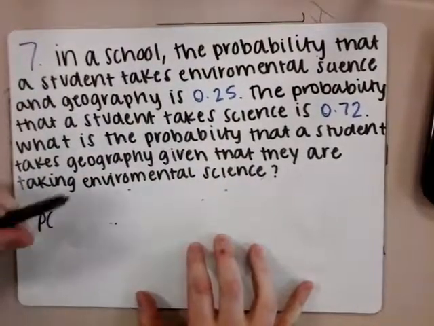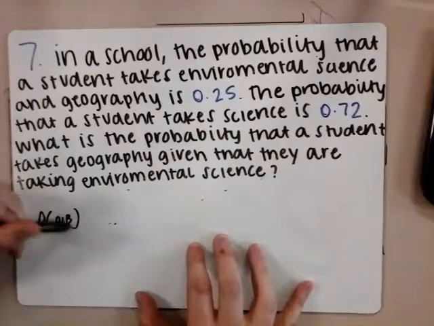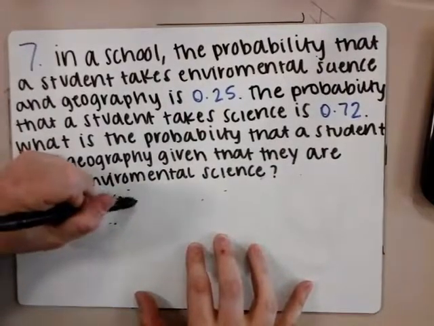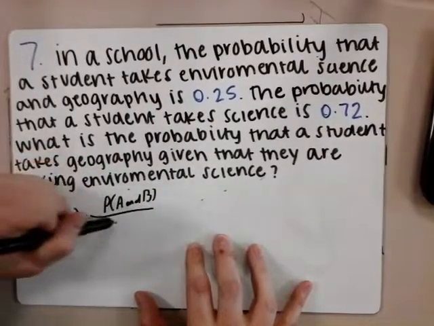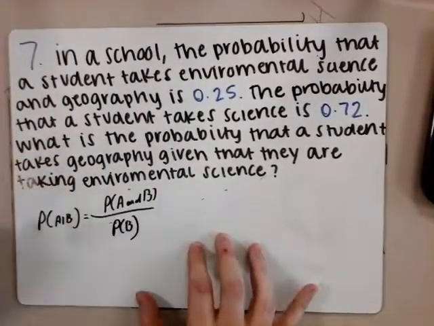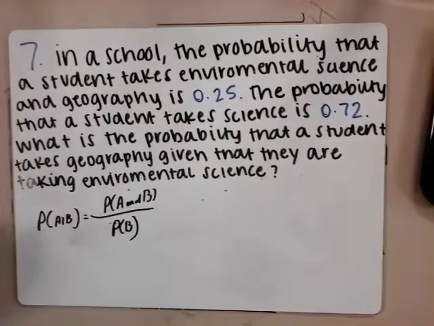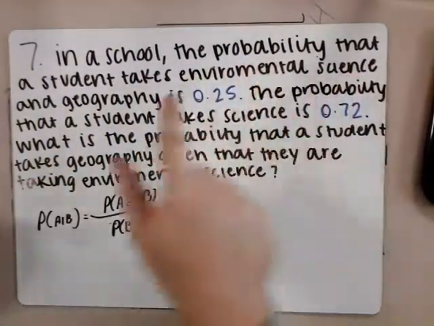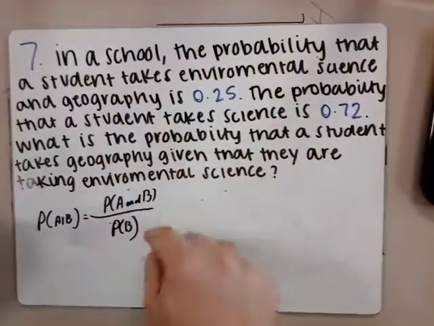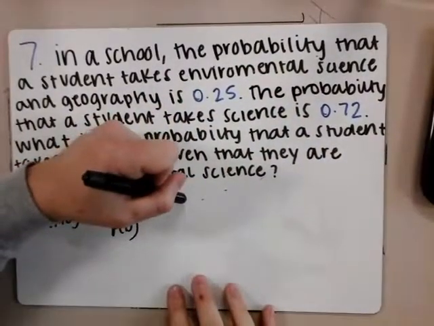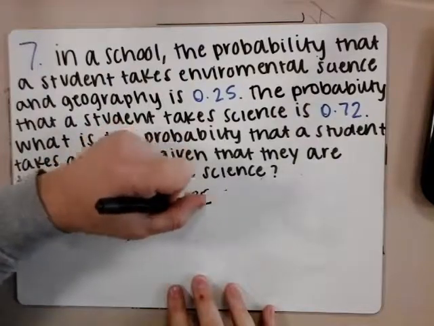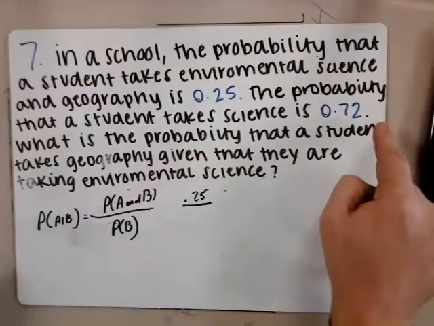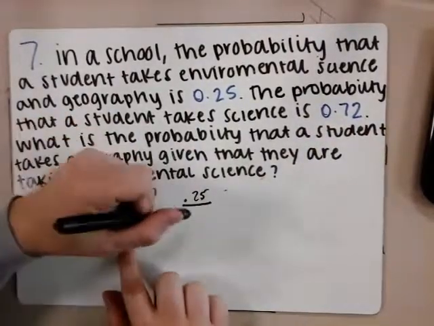So I have P, A given B, which equals P, A and B over the probability of B. Okay. So, with that being said, in a school, the probability that a student takes environmental science and geography is 0.25. That goes there. The probability that a student takes science is 0.72. That's that B part.